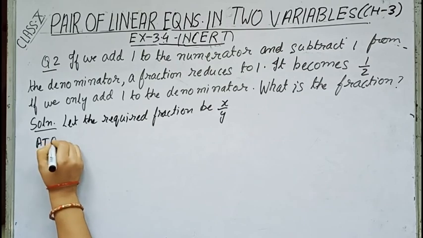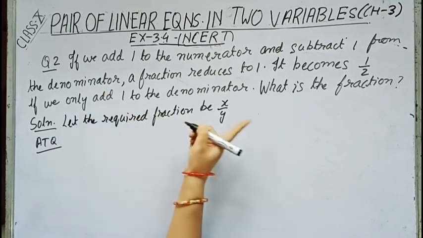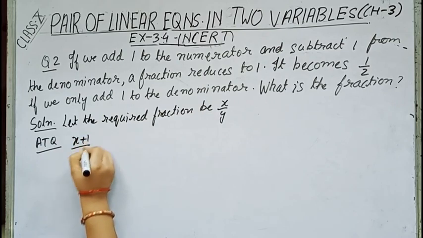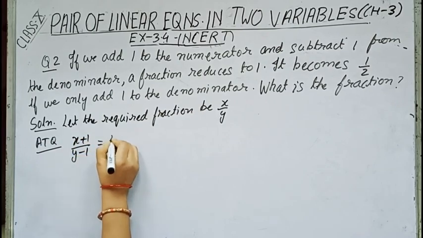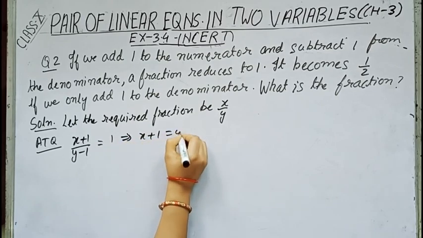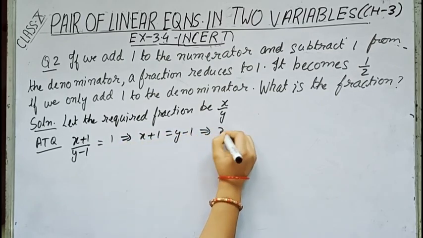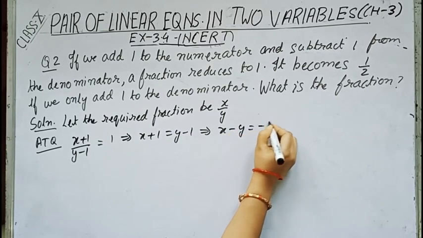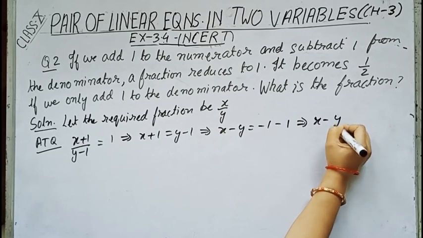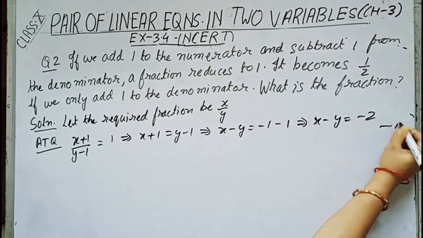Now according to the question, if we add 1 to the numerator and subtract 1 from the denominator, so x plus 1 and y minus 1 equals to 1. This implies x plus 1 equals to y minus 1. This implies x minus y equals to minus 1 minus 1. This implies x minus y equals to minus 2. Let us make it equation 1.